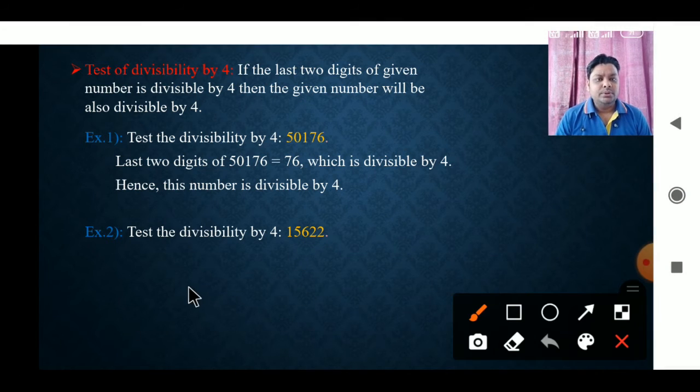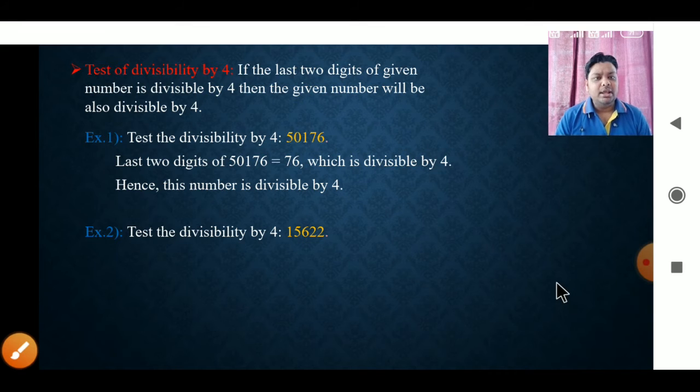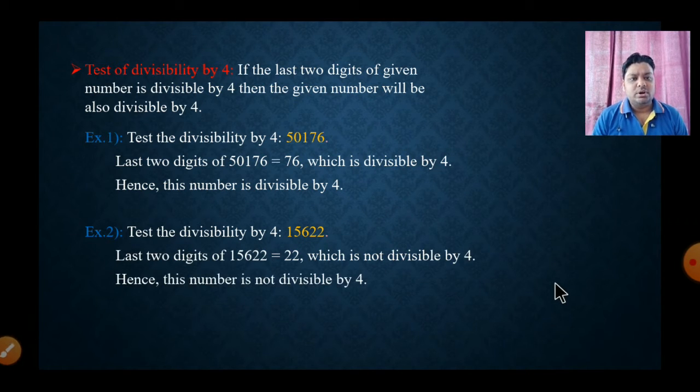Now this time 15622. Now you can see students that the last two digits are what? 22. So we have to check whether 22 is divisible by 4 or not. We know that 4 fives are 20 and 4 sixes are 24. It means 22 is lying in between. It means clearly it is not divisible by 4. Okay, so we can say that this number is also not divisible by 4.